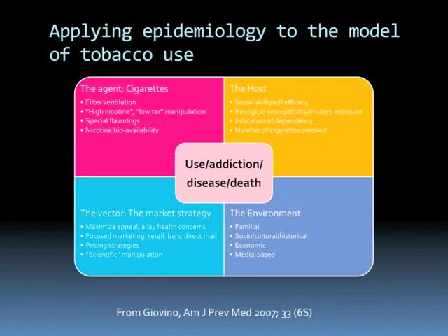In the classic epidemiology model published in the Journal of Preventive Medicine by Giovino, he applies epidemiology to tobacco use. You always have the agent, the causative thing, and that's cigarettes. The host is the person who smokes, and the vector is, well, how do we get the agent into the host? The answer is a market strategy. And then finally, you have the environment that encourages tobacco smoking, and the consequences of tobacco use: addiction, disease, and death. When you look at this four-quadrant model, you can begin to develop strategies to deal with each aspect.